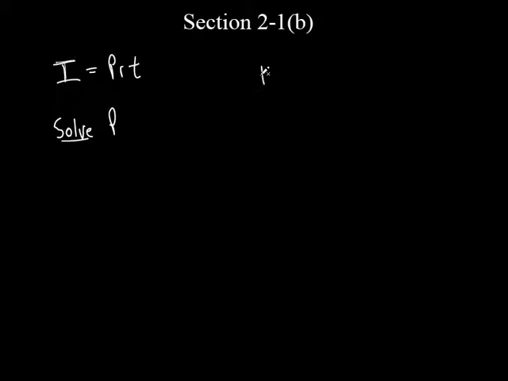So what would you do? So here's I equals PRT. I want to solve for P. I want to get P by itself. So look at the other things that are with the P. What is that R doing to the P? Multiplying. What is the T doing to the P? Multiplying. So what do I do to get rid of stuff that's being multiplied? I divide. That's right. So it's the same process as just regular numbers, except they're letters.